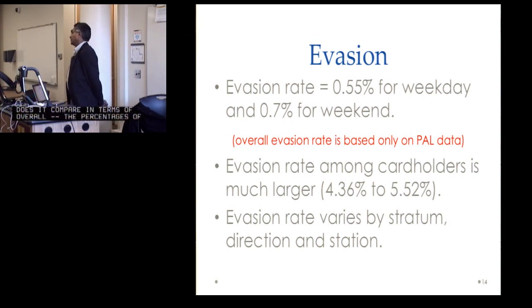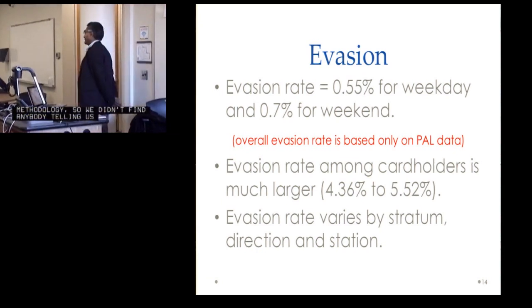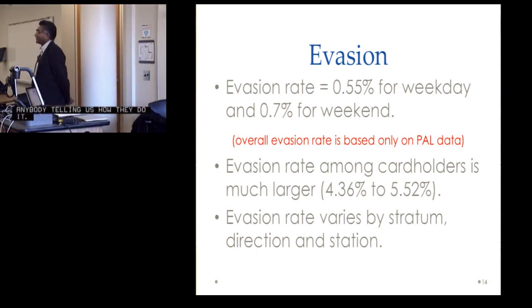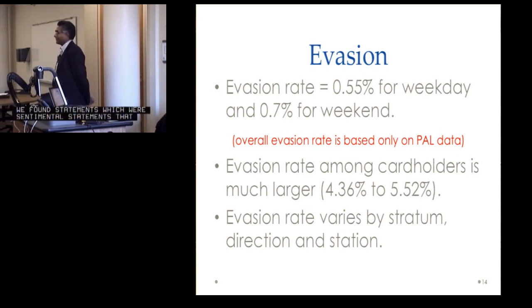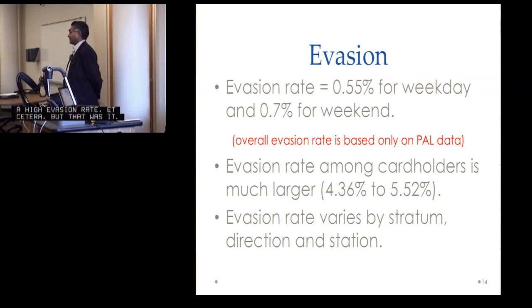We did look at the literature. In the literature, there is no description of methodology. So we didn't find anybody telling us how they do it. We found sentimental statements that it's working well or it's not working well, or we have a low evasion rate or we don't have a high evasion rate, etc. But that was it. At that time, maybe now in the last 3 years there have been other studies. In fact, this was pointed out as one of the open, interesting problems in one of the FTA meetings, if I remember correctly.